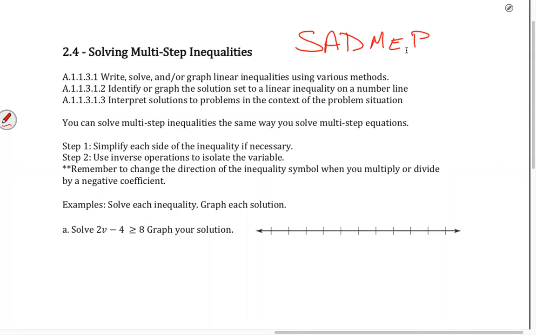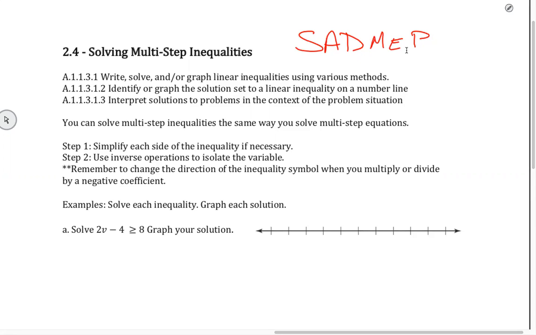SADMAT, Kevin? Yeah. Okay, remember you get rid of subtraction and addition first, then deal with multiplication? The only trick here is this. When we deal with negative numbers, Harshan, we need to be very conscious about flipping our sign, okay? So whenever you multiply or divide by a negative number, we have to flip our sign. That was the big takeaway from 2-3.